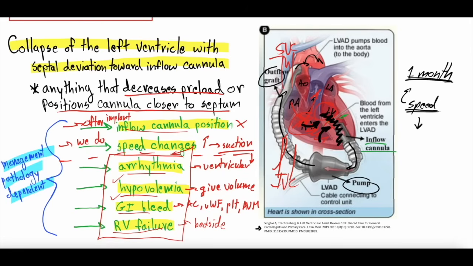The timeline for when the patient is having suction events, again, can be revealing. If it's early on, right after they got their LVAD, maybe it's related to cannula position. If it's right after they change the speed of their LVAD, maybe it's related to the speed changes. If neither of those two things are true and they're having new suction events, we have to think about all these pathologies, arrhythmia, hypovolemia, GI bleed, RV failure, among other things, as possible causes of these suction events.